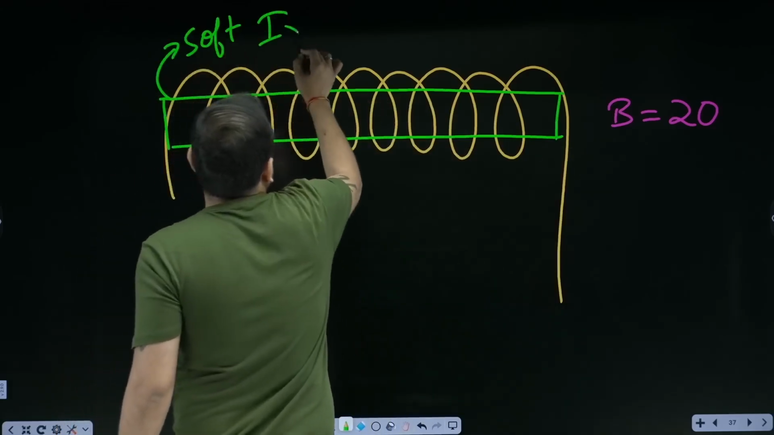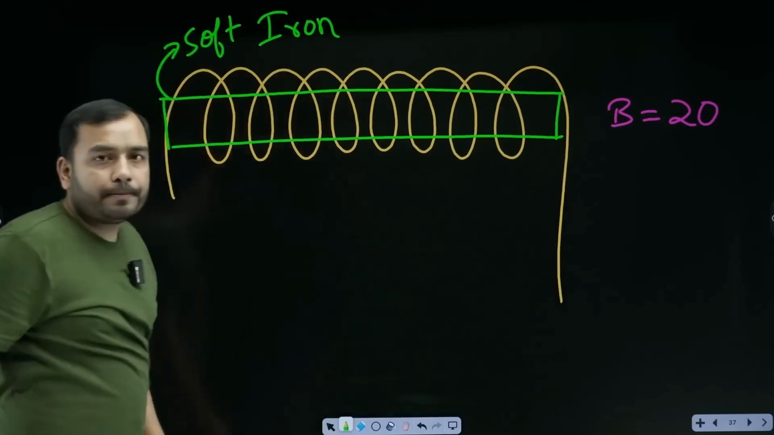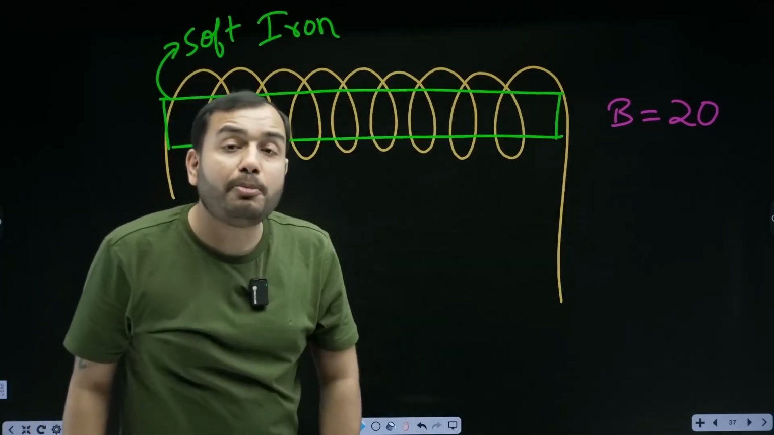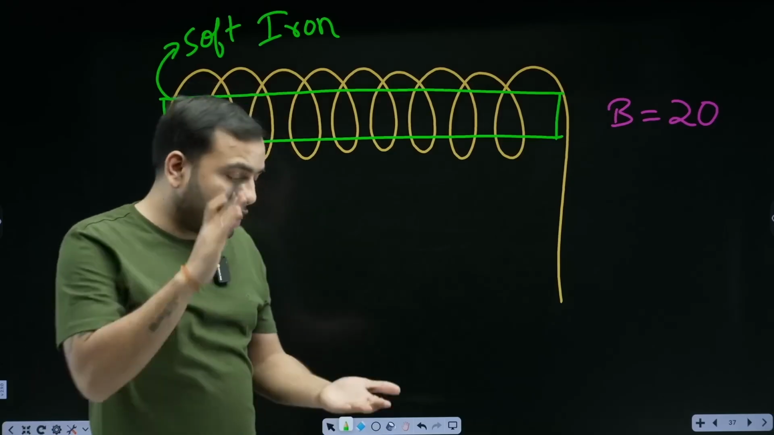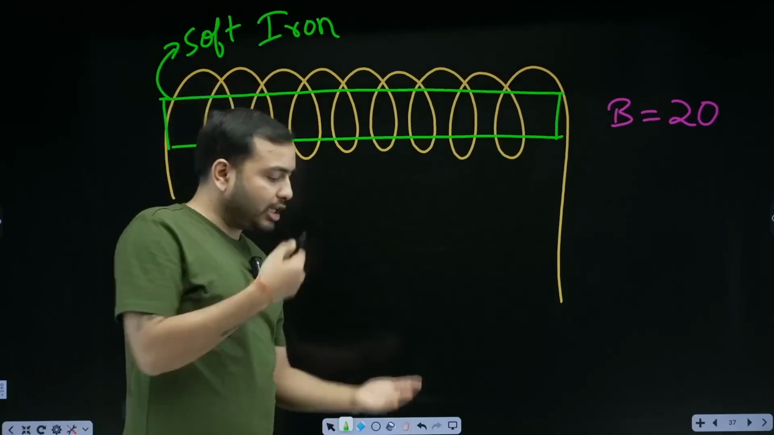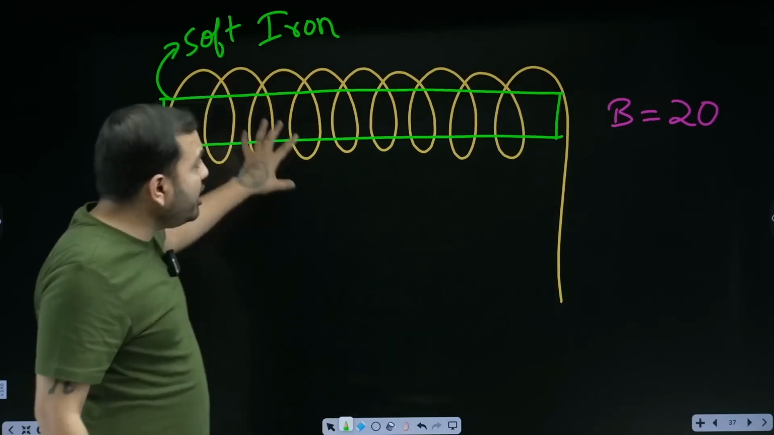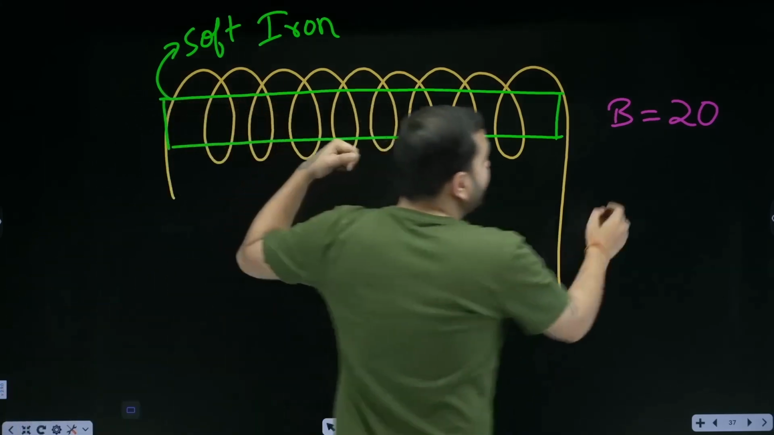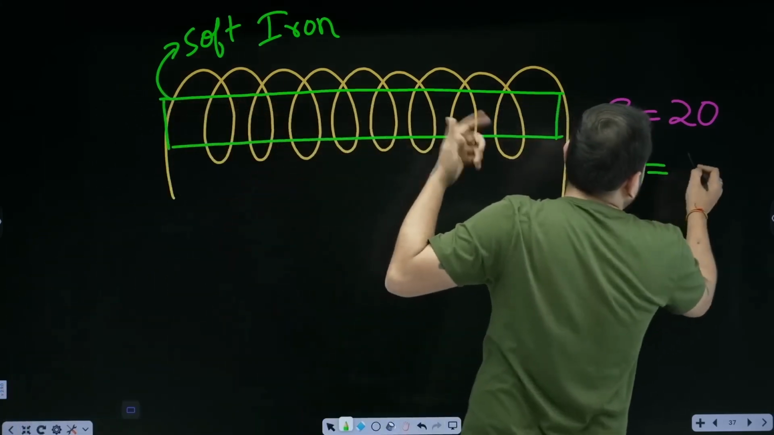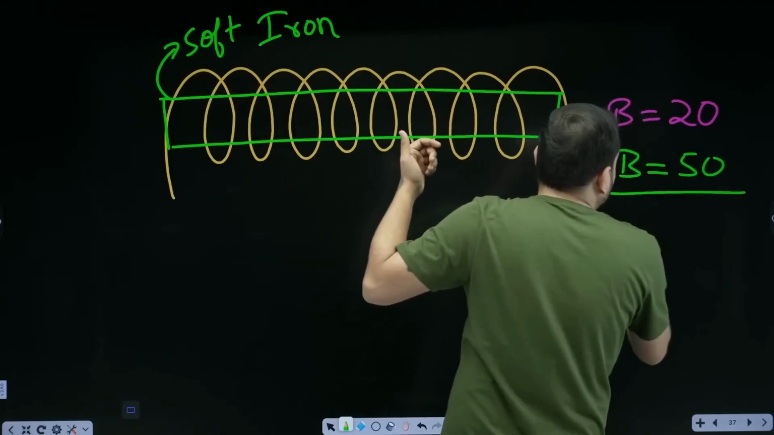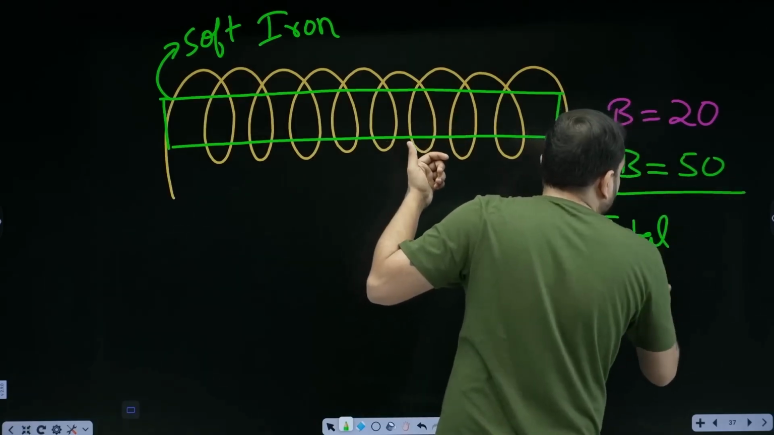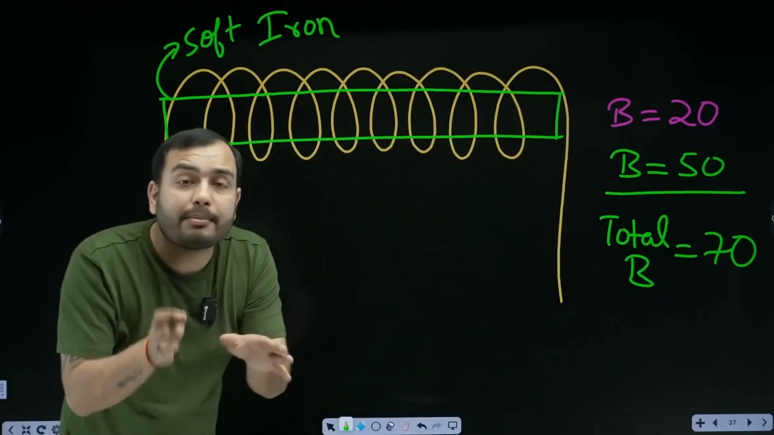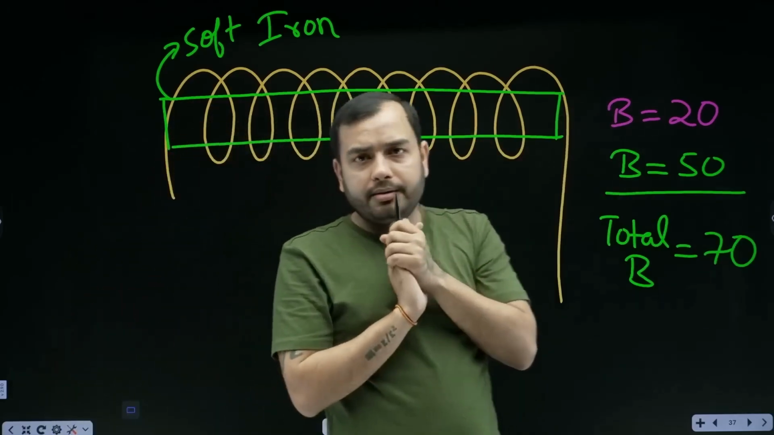Now soft iron is so lovely, beta, it has a property that it's not a magnet, but as soon as it gets current, this material becomes a magnet. Current comes and wakes up its magnetic power. Due to this soft iron, suppose a magnetic field of 50 is created. Now beta, what will the total magnetic field be? It will be 70. So the way to increase the net magnetic field is an electromagnet.